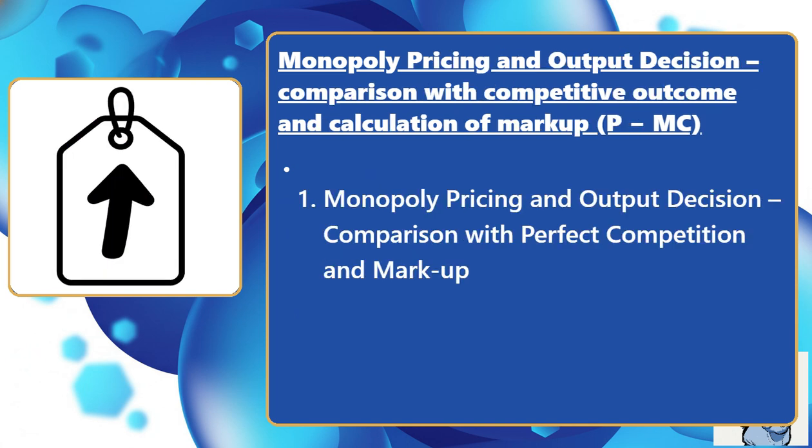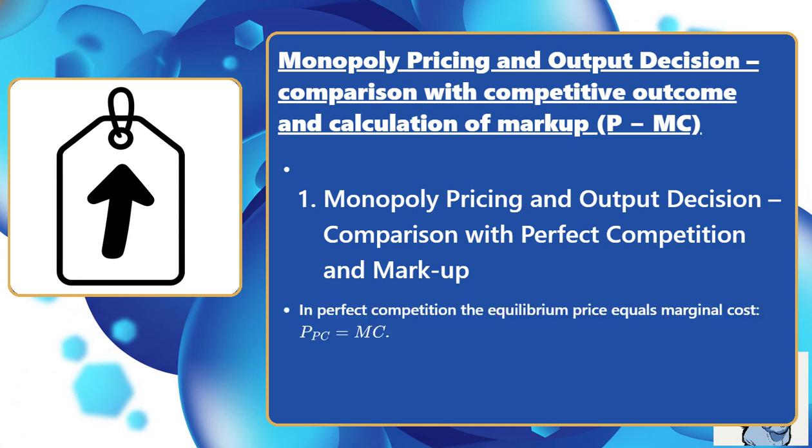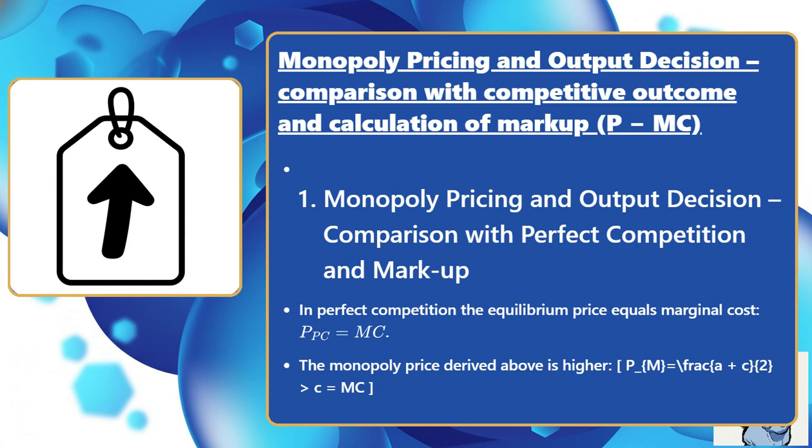5. Monopoly pricing and output decision. Comparison with perfect competition and markup. In perfect competition, the equilibrium price equals marginal cost. P sub PC equals MC. The monopoly price derived above is higher.